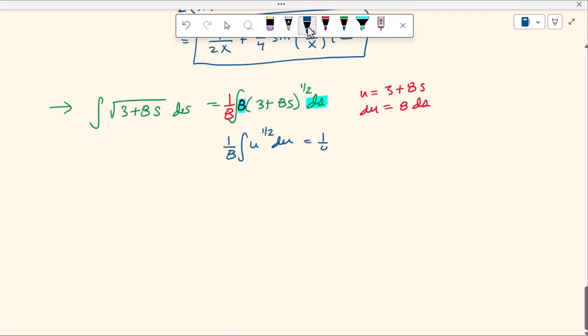So we drag the 1/8 along and I add 1. 1/2 plus 1 is 3/2, and then I divide by the sum, so I'm dividing by 3/2. So let's go ahead and rewrite this. When you divide by a fraction, you multiply by the reciprocal.